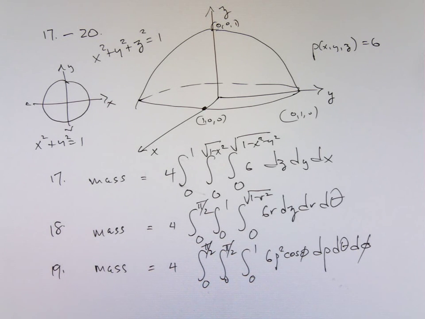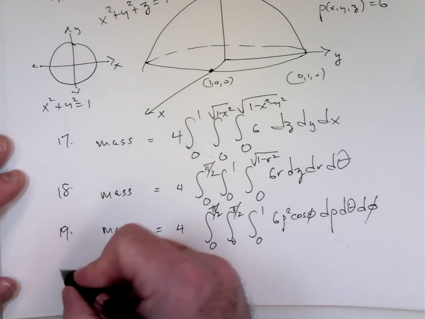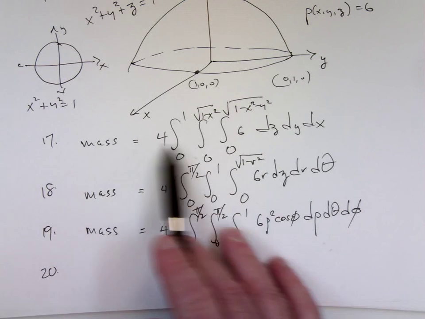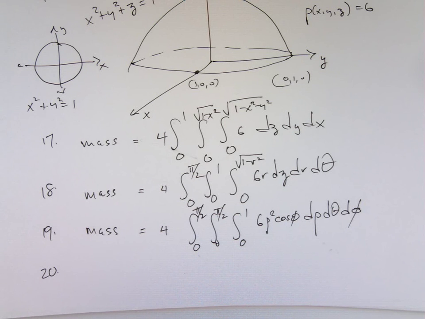Now, I ask you to find the mass. Well, there's a couple of ways of finding the mass. One way to find a mass is to try to integrate in rectangular. Not a good idea. Another way would be to use cylindrical. Not bad because it's pretty simple.